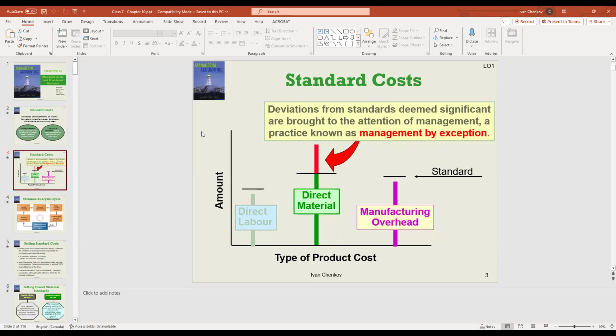Any deviation from the standards, I have to bring to the attention of the managers. They have to be investigated. And that practice of identifying the differences between actual and the standard and bringing the differences to the attention of the managers is known as management by exception. So every time you see a deviation from the standards and you take a corrective action, that means you're working as management by exception.